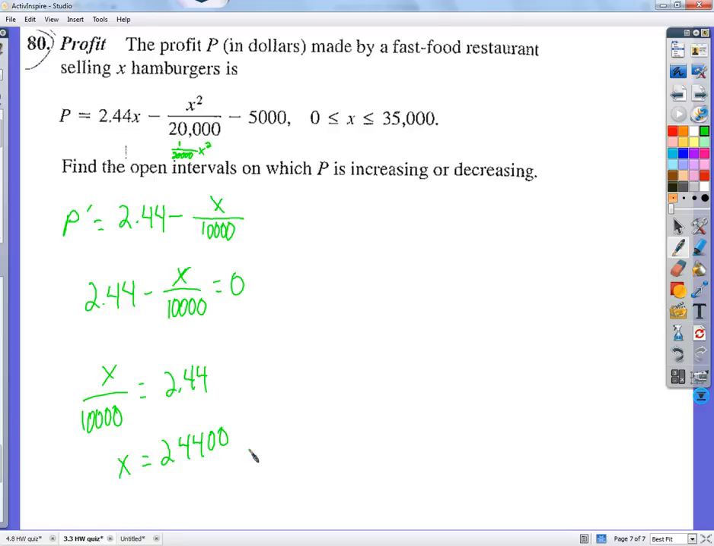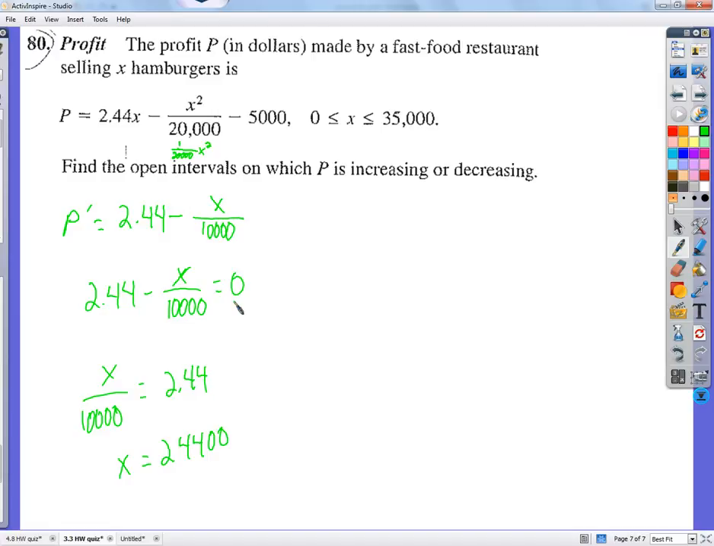Is it increasing up until that point, or decreasing? Let's find out. How do we find out? Plug a point in to the left or right of 24,400. You multiply this by 10,000, you move the decimal place over 4 places. I meant a point you plug in to the left or right of that. If you plug 24,400 into the derivative, you'll just get 0.